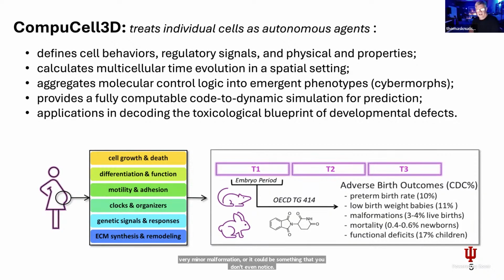So we have a lot of reason to try to understand during this period of time how the embryo develops, how it's affected by chemical exposures, and there's just some of the primitive cell behaviors that are important in organizing the embryo. So cell growth and programmed cell death, differentiation, and functions such as extracellular matrix production and remodeling, cell motility, cell adhesion, molecular clocks, pattern organizing systems, different genetic signals and their responses, and of course, extracellular matrix biology.